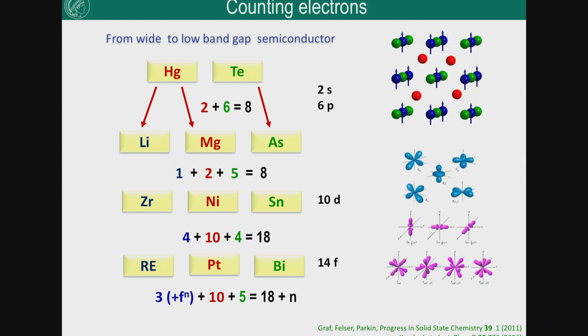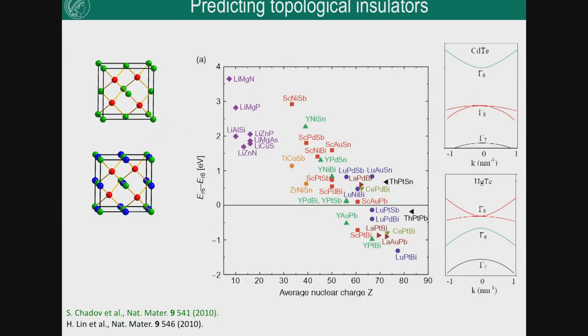So now you can imagine that we can play much more with many more compounds than in mercury telluride. And now you understand that we simply can go from 2-element semiconductors to 3-element semiconductors by simply counting to 8 or 18 valence electrons and realizing the same band structure like mercury telluride, a trivial semiconductor versus, in mercury telluride, a band inversion.